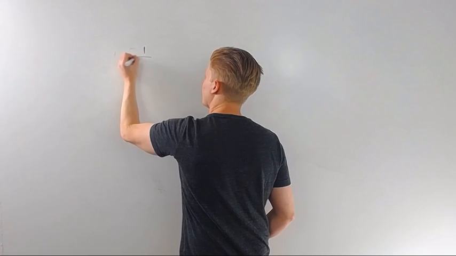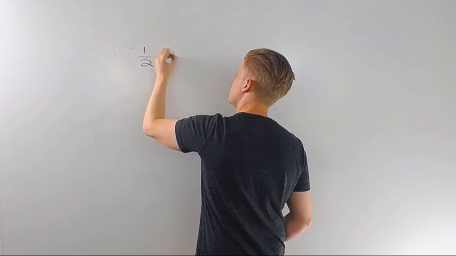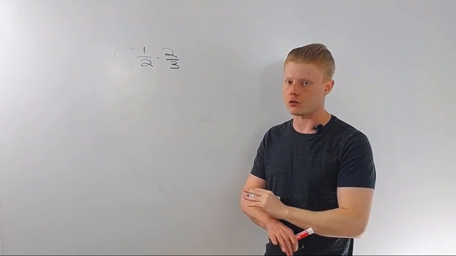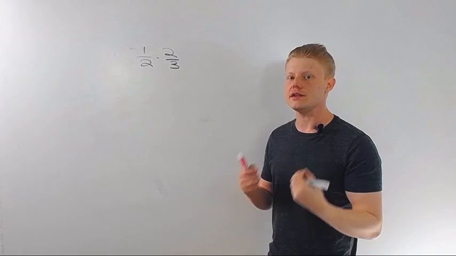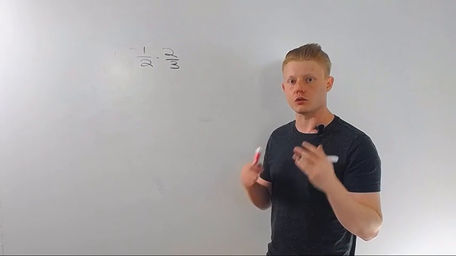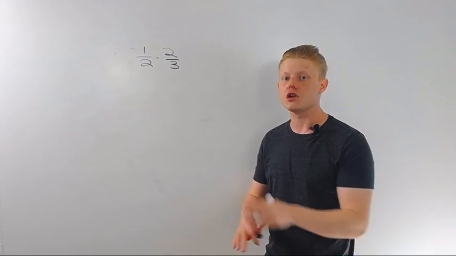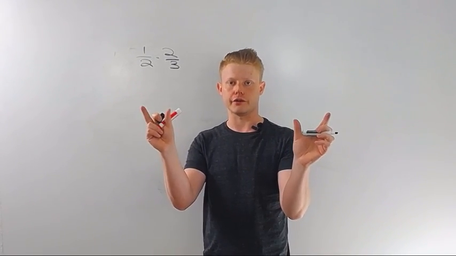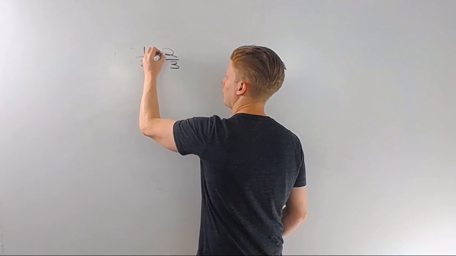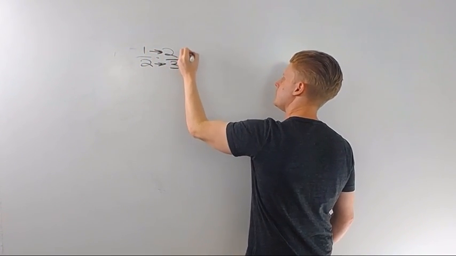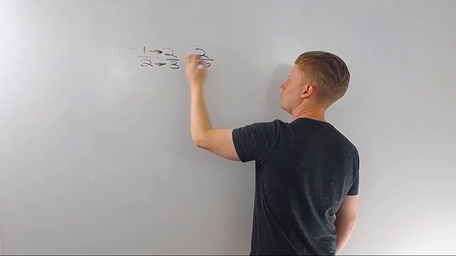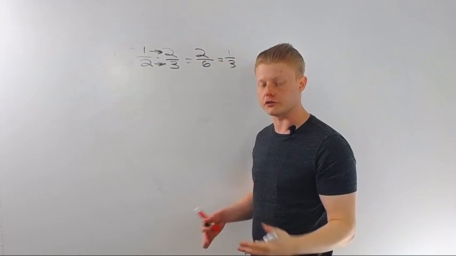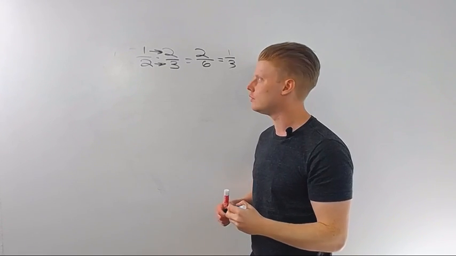Let's say we have 1/2 times 2/3. The biggest mistake I see on fraction operations across all four operations is that people think you need to cross multiply whenever you multiply fractions. You only ever cross multiply when two fractions are equal to each other. The rest of the time you just multiply straight across. And in this case you'll get 2/6, which is 1/3. It kind of makes sense, right? Half of 2/3 is 1/3.